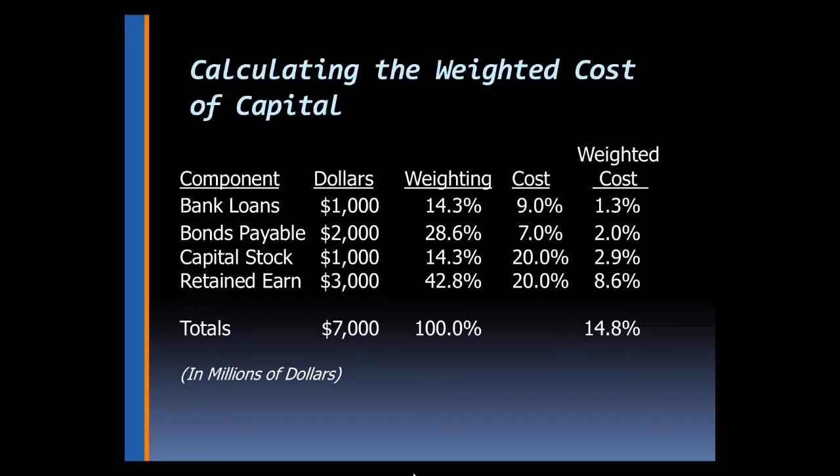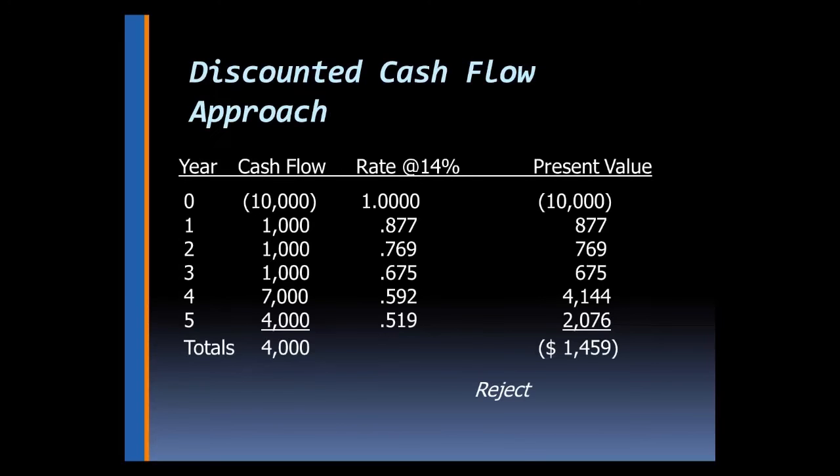So next you want to calculate your weighted cost. So you'll multiply the weighting by the cost. 14.3% times 9% is 1.3%. 28.6% times 7% is 2.0%. And then you add those up. So overall, our weighted cost of capital is just under 15%. So we would not want to make an investment that didn't return at least 14.8% to us. So this is one way of arriving at the discount rate.